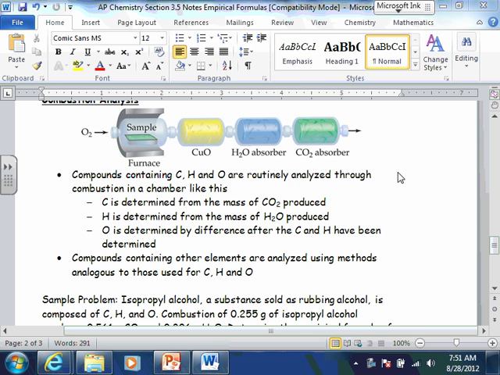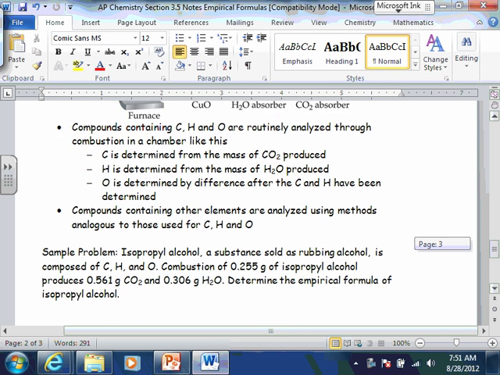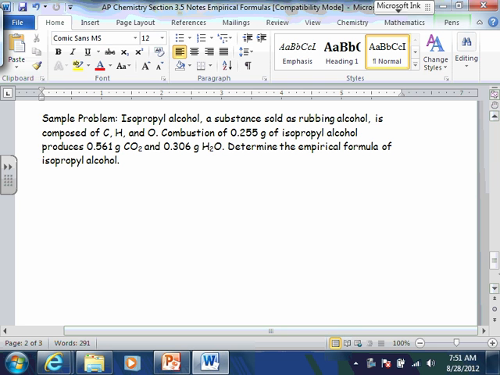But basically, the way that this works, I just want to show you how to do this example problem here. Let's say you've got isopropyl alcohol, and that's also called rubbing alcohol, and it's got carbon, hydrogen, and oxygen in it. Okay, and we do this combustion analysis, and we've got 0.255 grams to start out with. Okay, and then it produces 0.561 grams of CO2 and 0.306 grams of H2O. We want to know what the empirical formula of the isopropyl alcohol is.